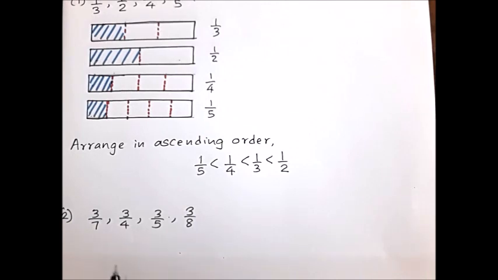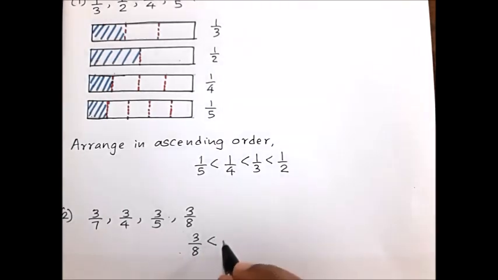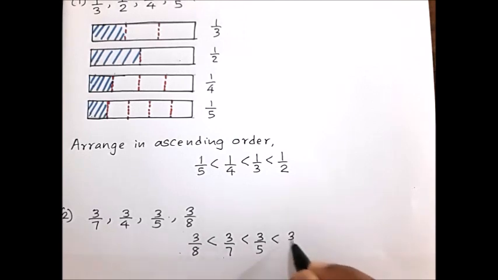Look at the second example. Here numerators are the same. It is 3. But denominators are different. I am going to write this in ascending order. First write the smallest one. It is 3 over 8. The smallest fraction has the largest denominator. The largest fraction has the smallest denominator. So this one is the largest one. Then the second one is 3 over 7. Then 3 over 5. And the largest one is 3 over 4.